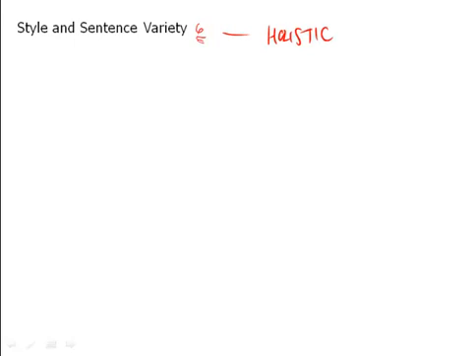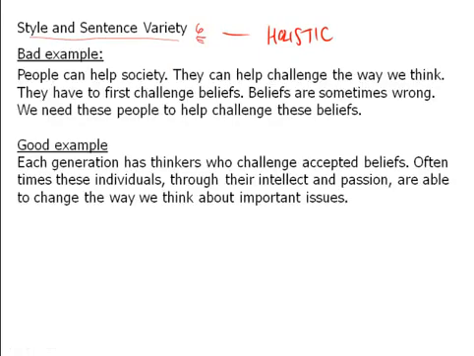Holistic means big picture. And when they're doing this big picture overview of your essay, however, they're picking up on all these small things. And so if you have clarity, you have concision, you have logical flow, however, your sentences are very boring, as we're going to look at 2 examples down here, like people can help society. They can help challenge the way we think. They have to first challenge beliefs. Beliefs are sometimes wrong. Okay, well, this is clear, but it's really choppy. I understand what they're trying to say, but there's some logical flow obviously missing, but there's no style in the way the writing is here, and there's no sentence variety. Notice people, subject, they, people, they, subject, beliefs, noun again, and that's again what we call choppy writing because you're not varying the sentence structure.